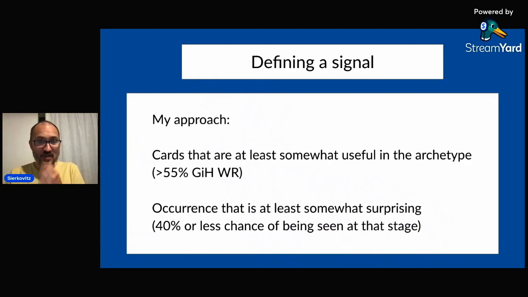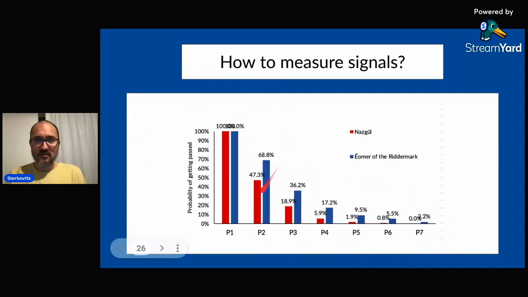Second of all, I want an occurrence that is at least somewhat surprising. And I arbitrarily picked 40% or less chance of being seen at that stage. So if we go back to the case of Nazgul and Aylmer, they are not going to be signals at pick 2, because obviously they will fulfill the game in hand win rate criterion. The cards have insane game in hand win rate. But they still are around 50% and 70% present at pick 2. So they're just not surprising enough at that stage. But when we go to pick 3, both of those cards become a signal. And at pick 4, and all the other picks, they're going to be a signal.